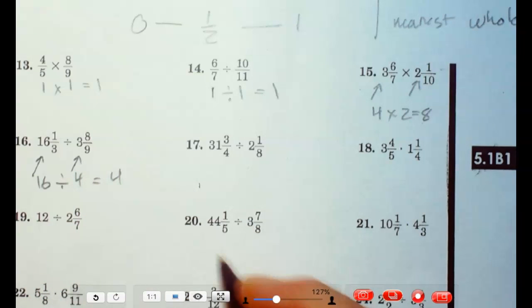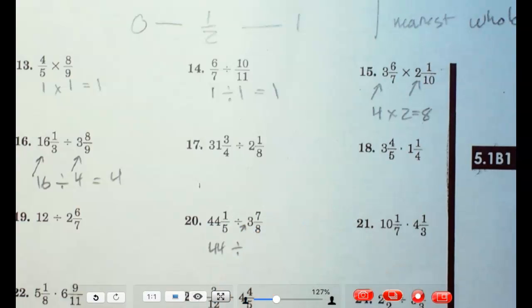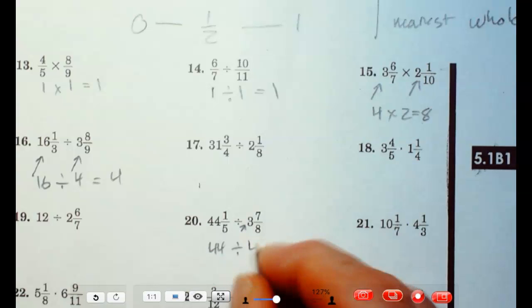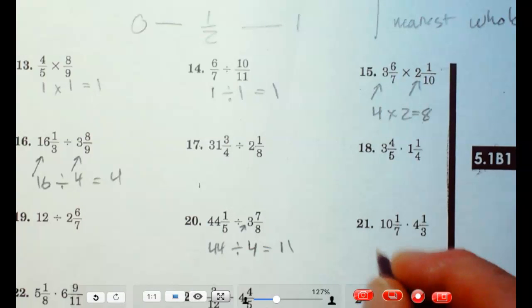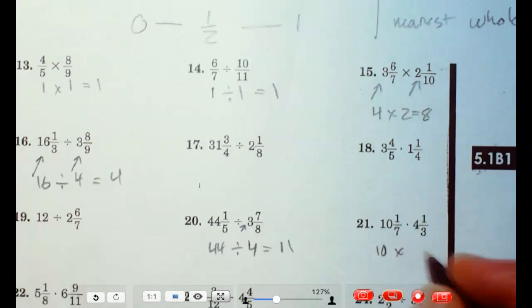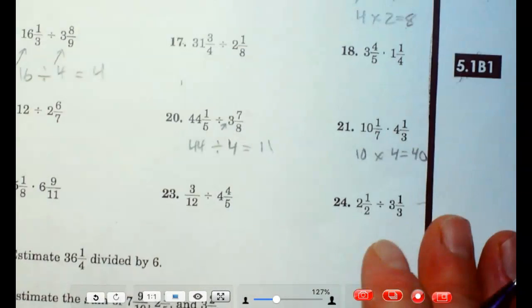Let's jump down here and do 20. 44 1/5, well, I'm going to call that 44. 3 7/8, is it closer to 3 or is it closer to 4? It's closer to 4. 44 divided by 4 is 11. Real simple. Take a look at this one here. 10 1/7, well, that's closer to 10. 4 1/3, that's closer to 4. That's equal to 40.